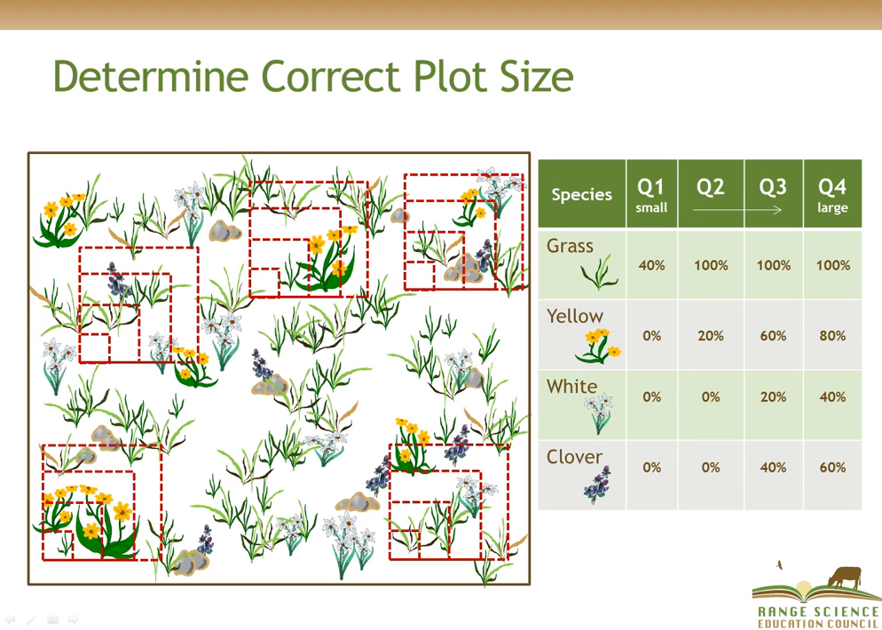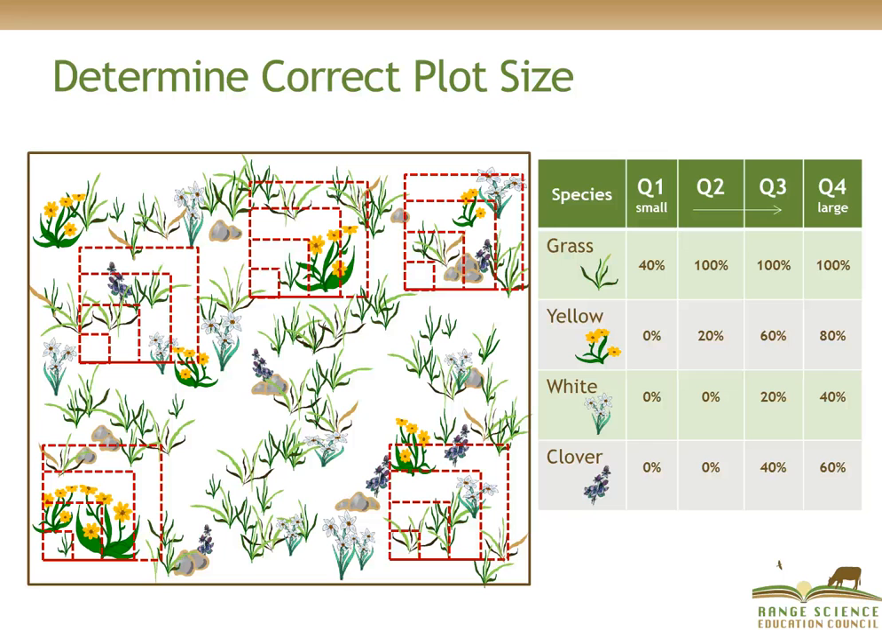For the yellow flower, we do not detect any yellow flowers in the smallest size quadrat, but we do begin to detect yellow flower in quadrat size 2, and the frequency of the yellow flower increases as the quadrat size increases. For both the white flower and the clover, we don't detect them at all in the 2 smallest size quadrats, but when we do start to detect them, it is in quadrat size 3, and again, the frequency for these species is going to increase with larger size quadrats.